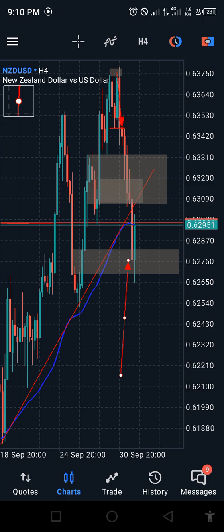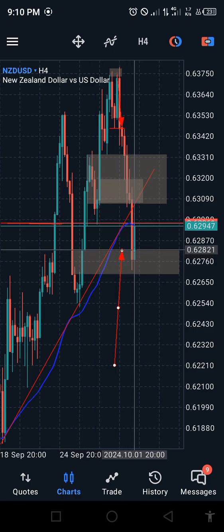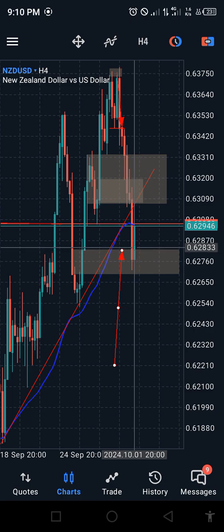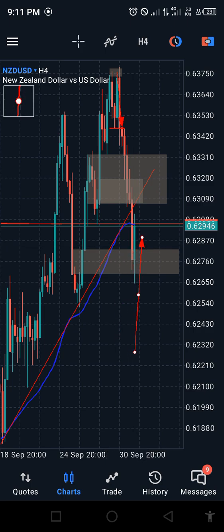So however be the case, I am expecting price to at least touch this trend line, and from this point we are now going to see what the market wants to do, whether it wants to go down or it wants to go up.